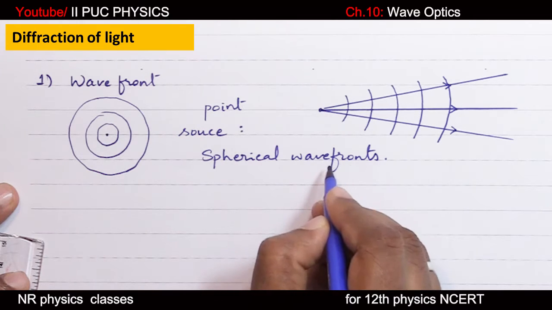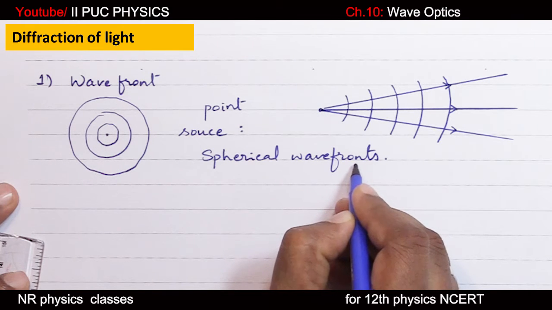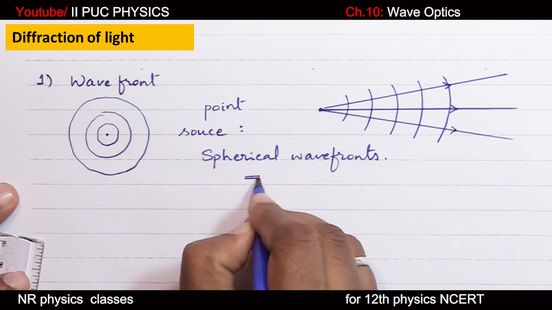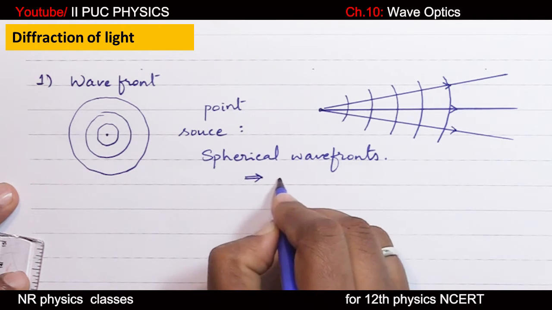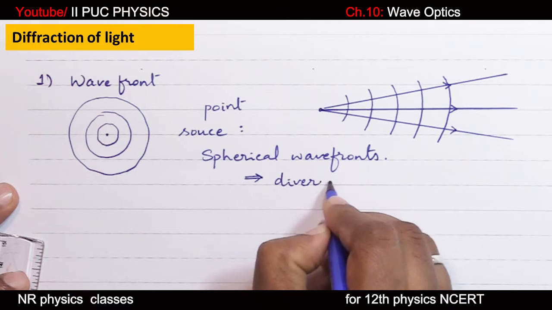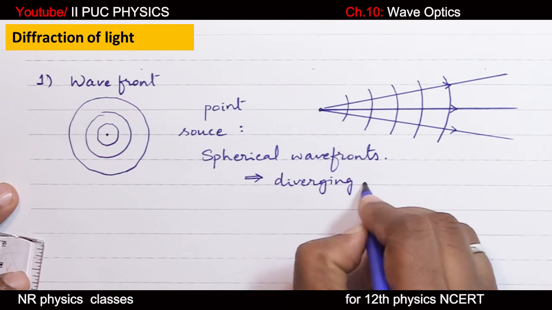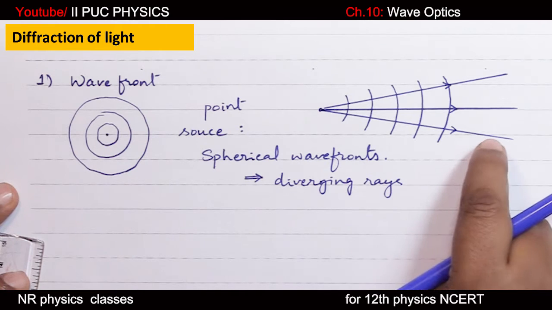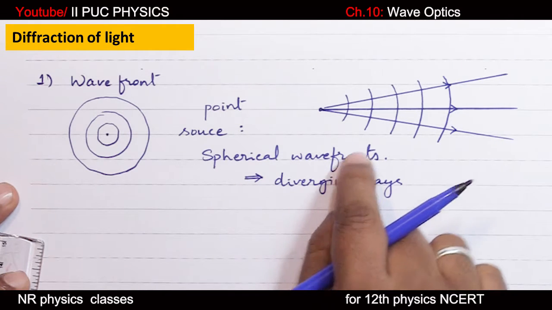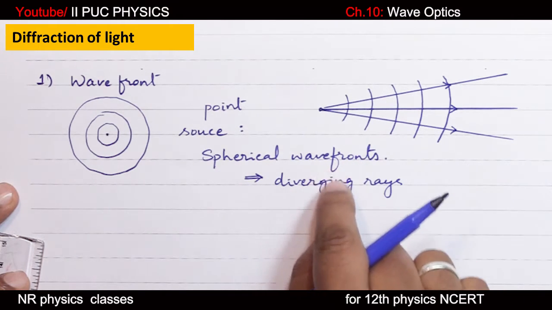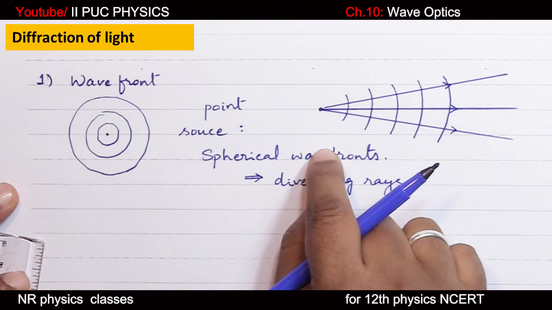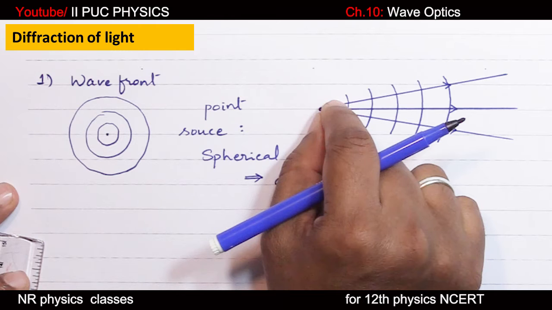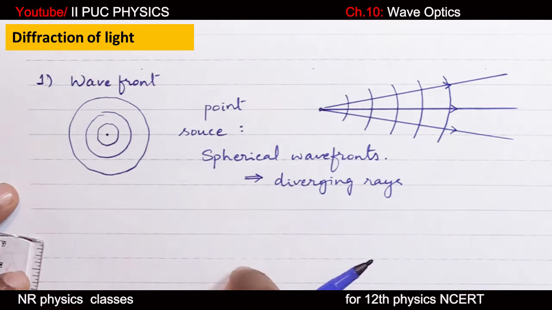And these spherical wavefronts are analogous to diverging rays. Spherical wavefronts, they are nothing but diverging rays. Diverging rays in ray optics, spherical wavefronts in wave optics. So both of these represent light from a point source.